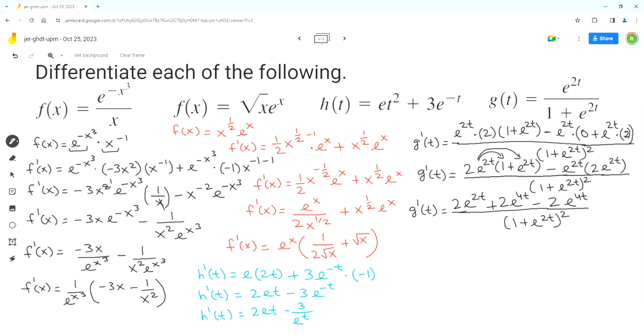Now we can combine like terms in the numerator. So 2e to the power 4t and minus 2e to the power 4t get cancelled out. So we are left with g prime of t equals 2e to the power 2t over 1 plus e to the power 2t squared. So this should be the final answer for the derivative of the fourth function g of t. These are the steps you have to keep in mind to solve a problem like this one.